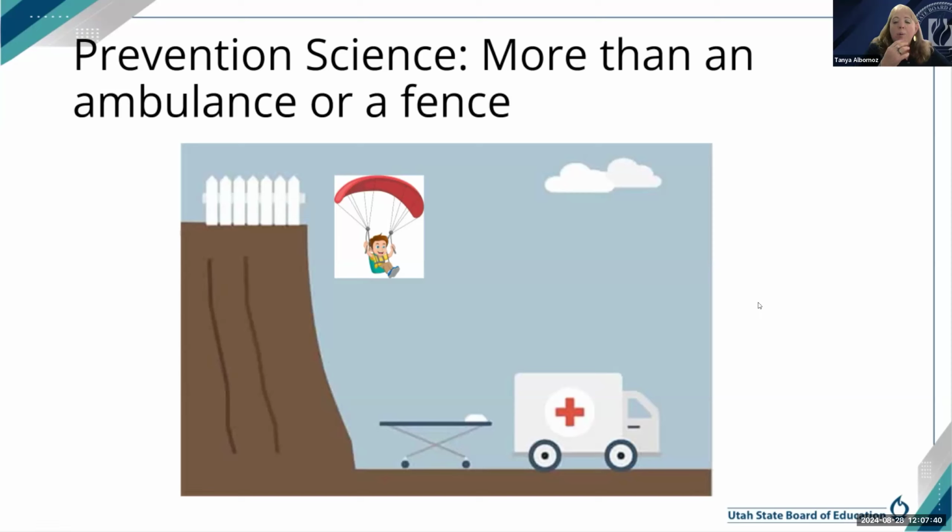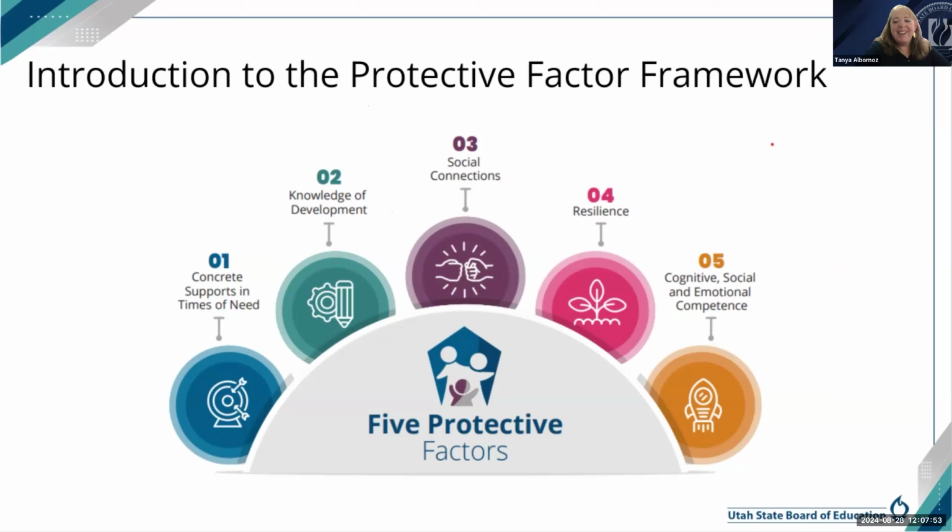We're helping kids learn the skills not to get close to the edge, and we're also helping kids that do fall off the edge maybe have the skills to have that parachute so that they can land safely. I hope you like that analogy. So, okay, and so what we're going to do is delve into the protective factor framework and what it is.